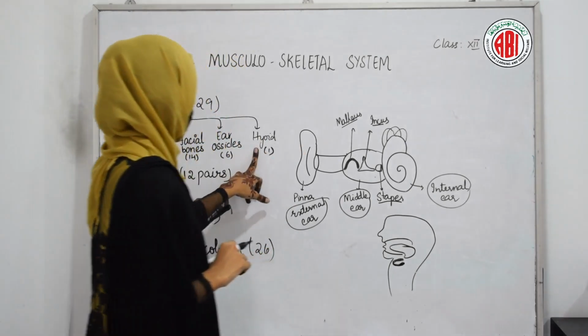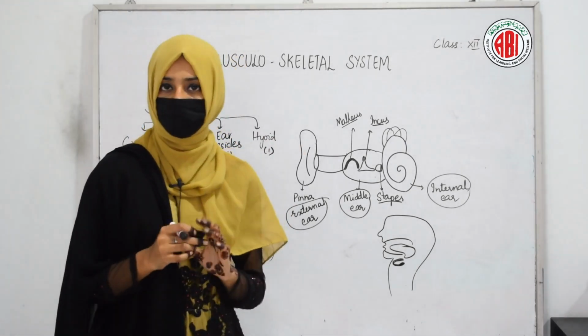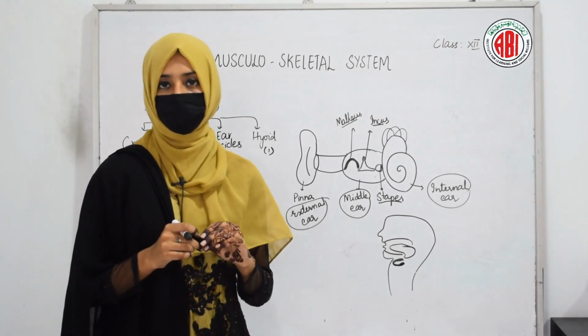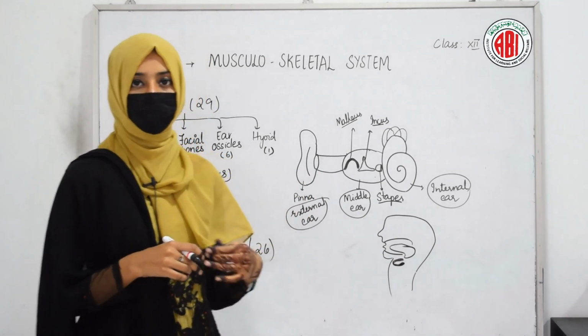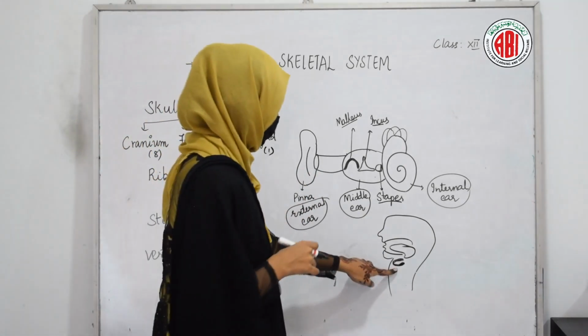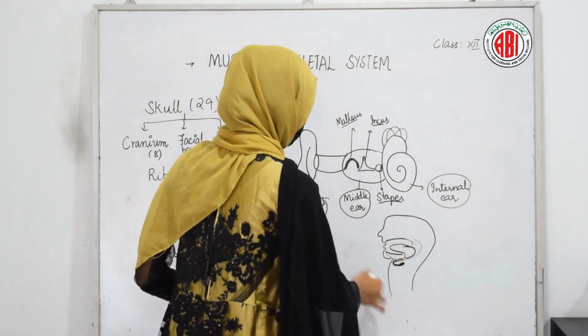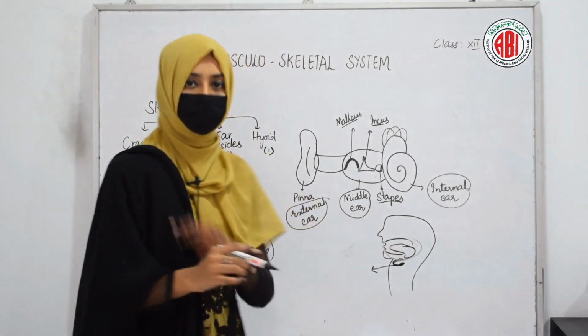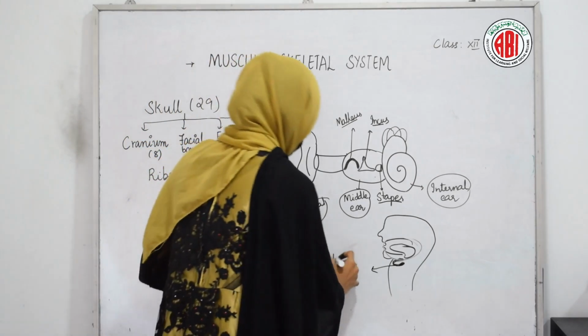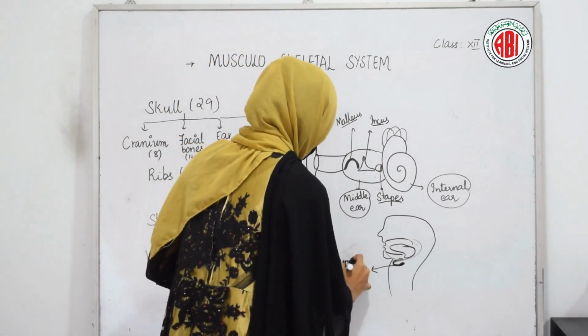The next one is hyoid. Hyoid is a single bone that is found in the buccal cavity. Below the buccal cavity, a bone is present. If this is our buccal cavity, below this a bone is present which is a U-shaped bone. And this bone is called the hyoid bone.